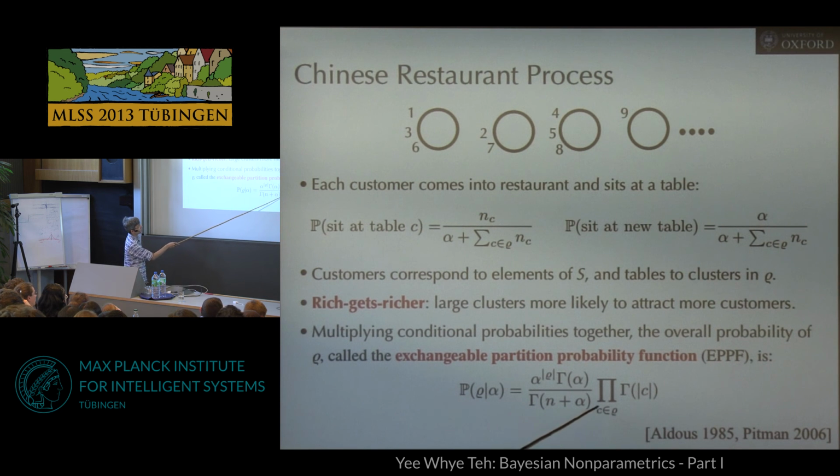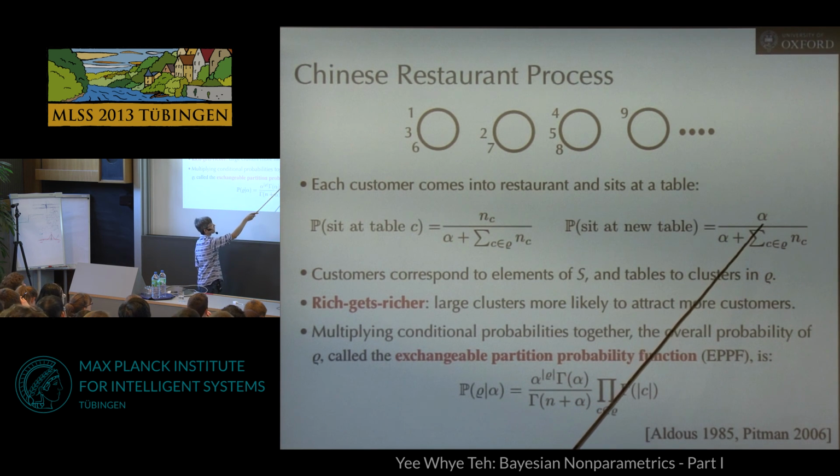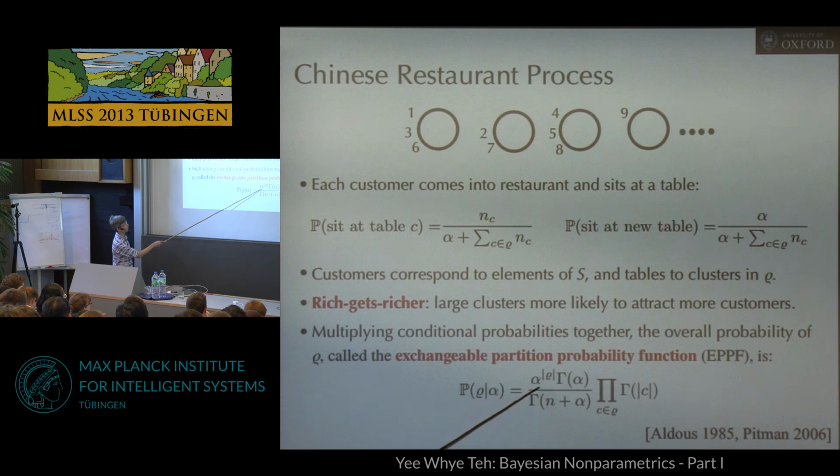Where basically this term here, gamma of the size of C: C here is going to be a table in your restaurant, and the size of C is going to be the number of customers sitting at the table at the end of this process. And gamma of the size of C is actually going to be n_C minus 1 factorial. Okay? And that's going to come from the product of the terms coming from here. This ratio of gammas simply comes from the product of the denominators of this sequence of conditional probabilities. And alpha raised to the number of tables has to do with the fact that every time a customer sits at a new table, we introduce a term of alpha into our conditional probability, and we're going to get that term. Okay.